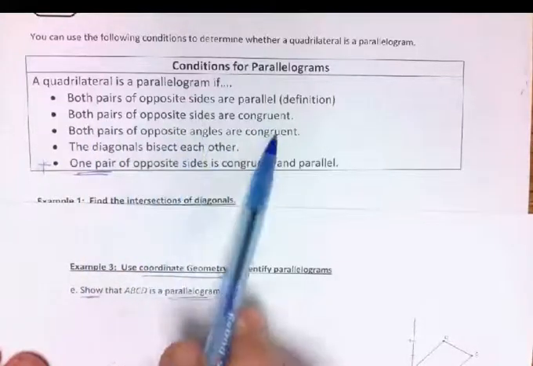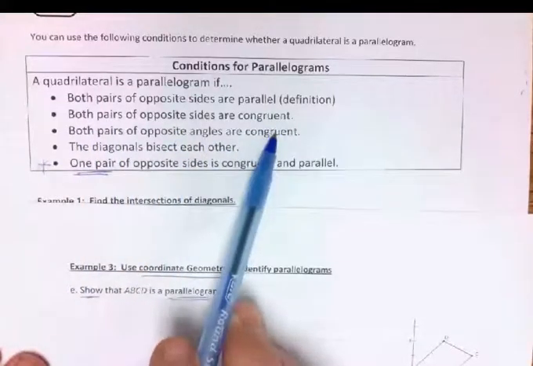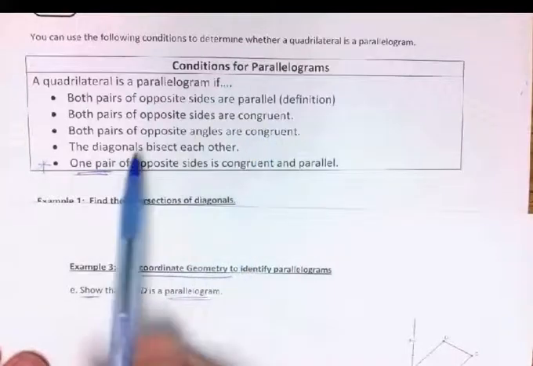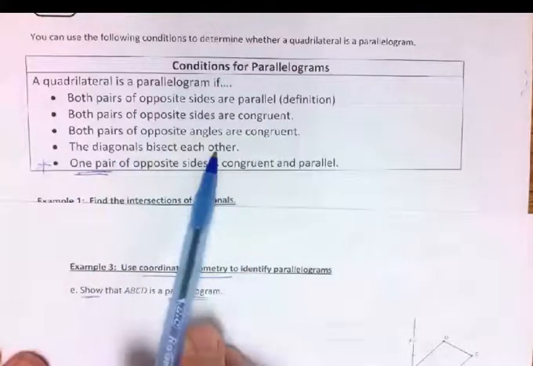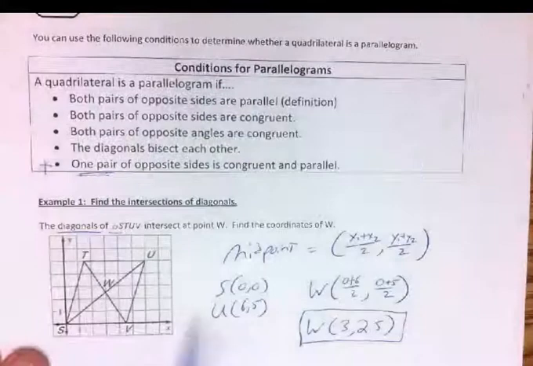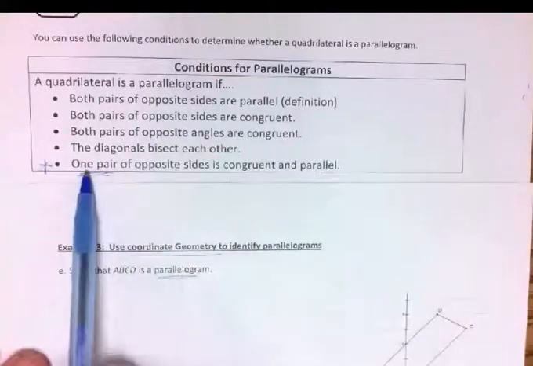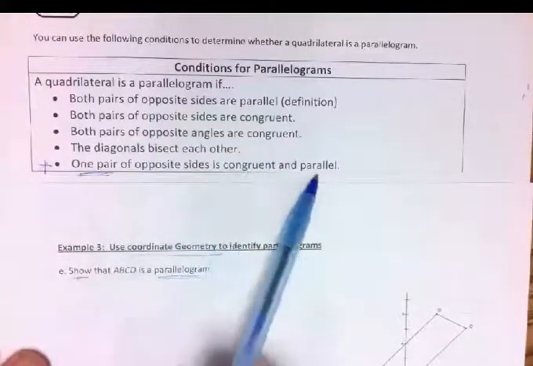I can't, again, do the opposite angles, not for a problem like this, but that could have worked if I could have done the angles. Do I want to see if the diagonals bisect each other, like we did way back at the beginning? Or do I want to just show that one pair of opposite sides are congruent and parallel?